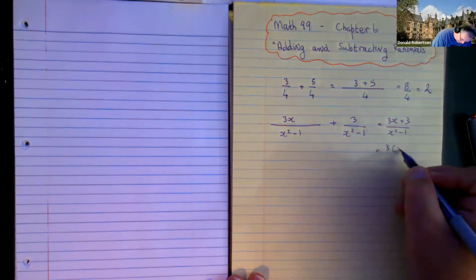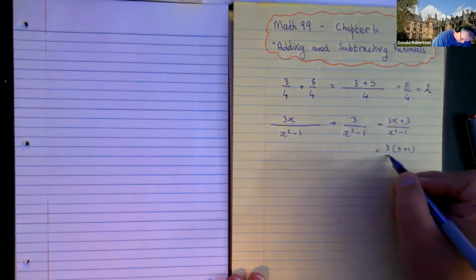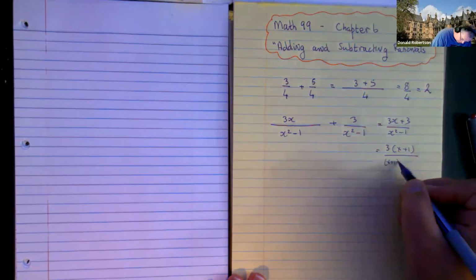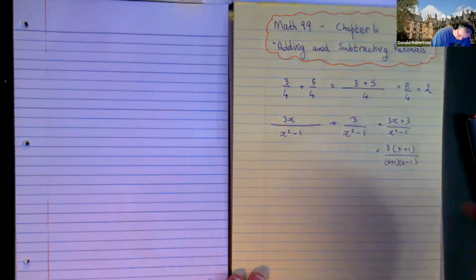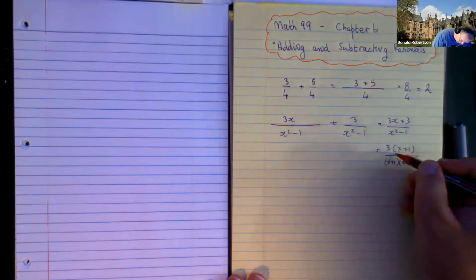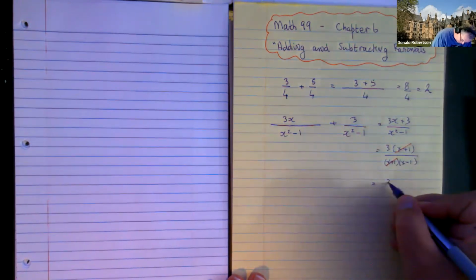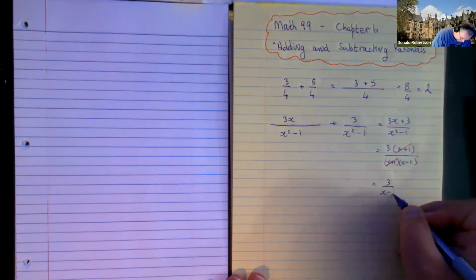So I'll pull out 3 as a common factor. And I'm going to factor x squared minus 1. In this particular case, I do get some cancelling. And so the final answer is 3 over x minus 1.